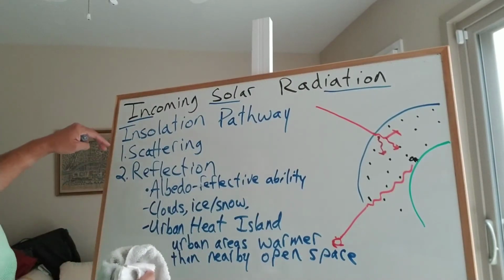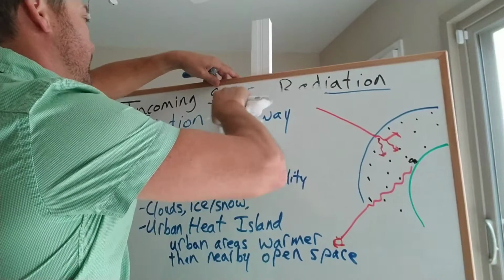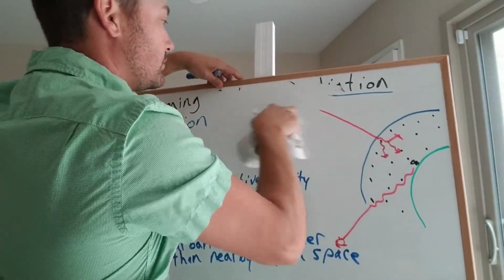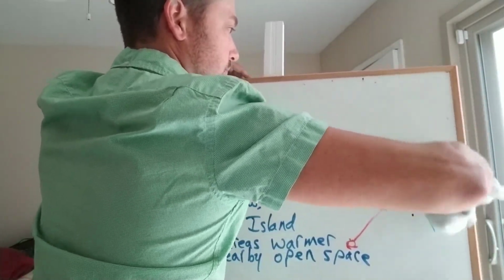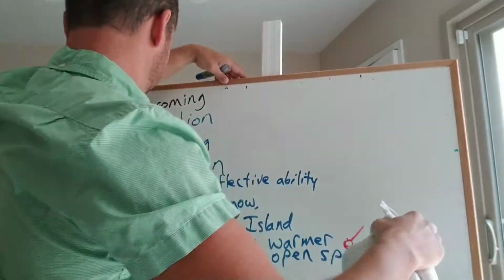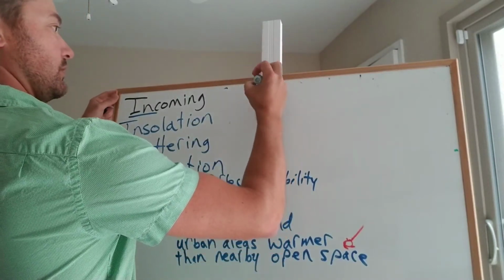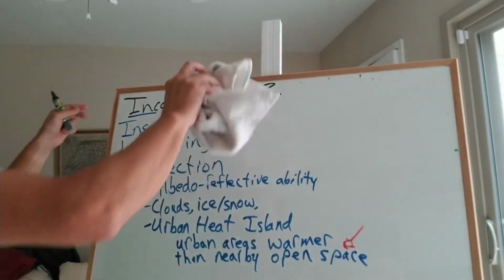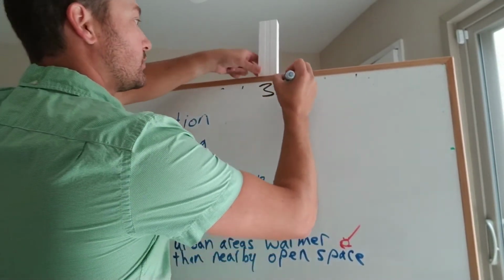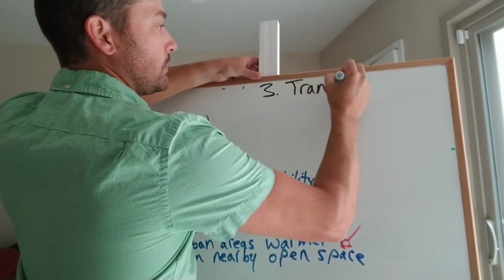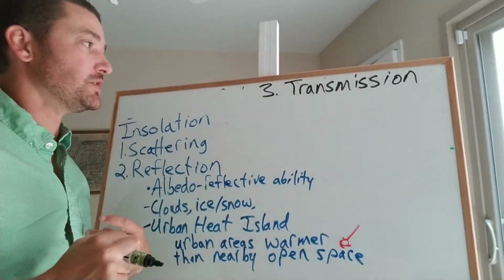Other steps. So scattering, reflection, cool, got it. Scattering, reflection. Number 3 is transmission. Transmission is the ability of energy to pass through a surface.